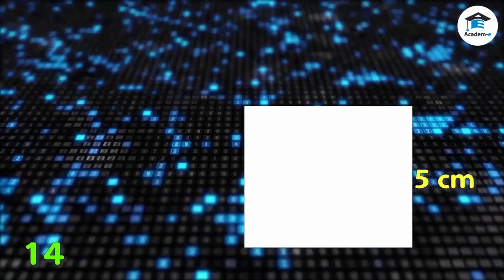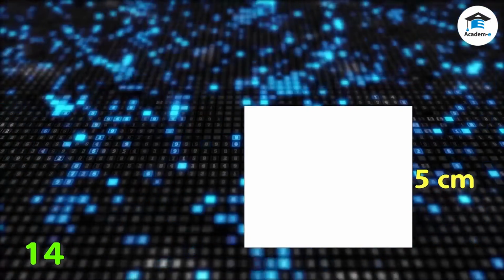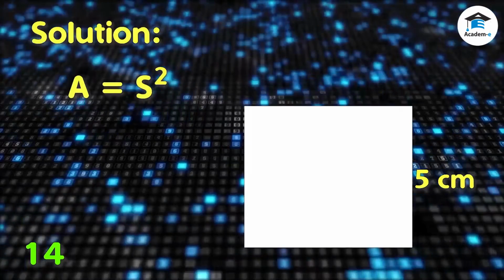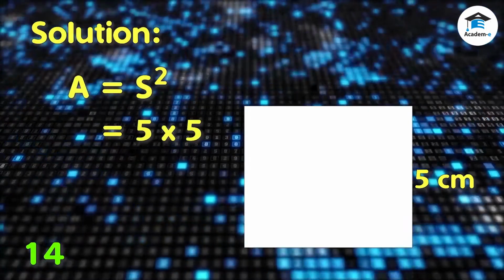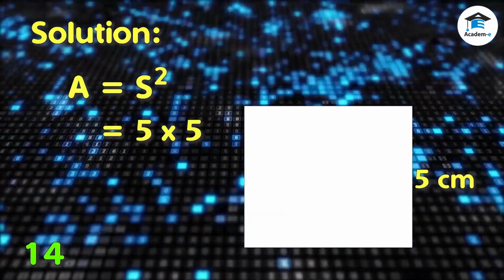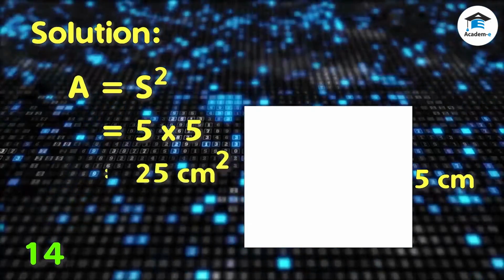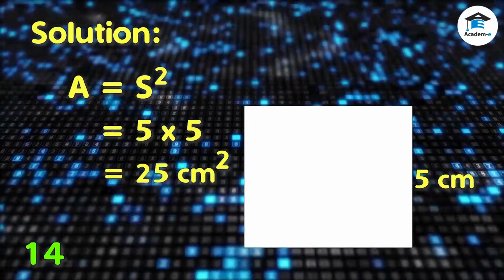Let's use the formula of a square to find the total area. A is equal to s squared. Simply multiply 5 by itself. 5 times 5 gives us 25. Therefore, the area of this square is 25 centimeters squared.